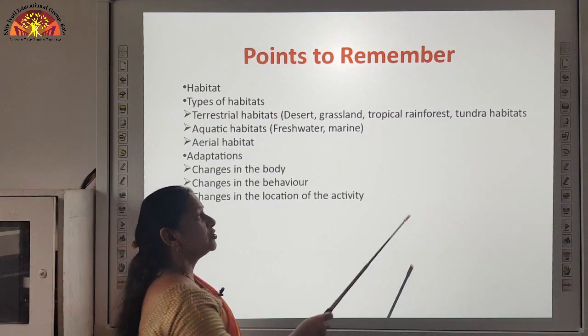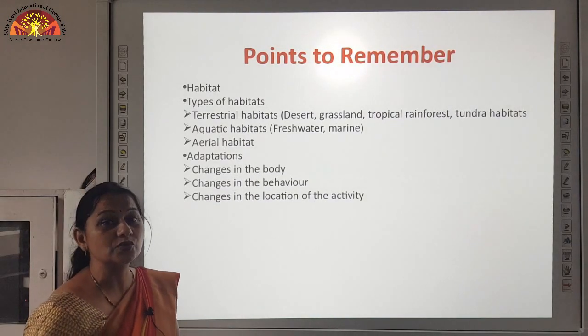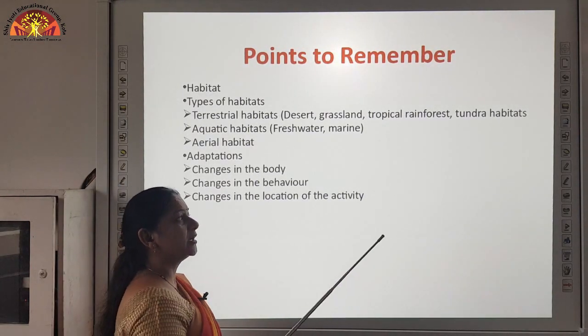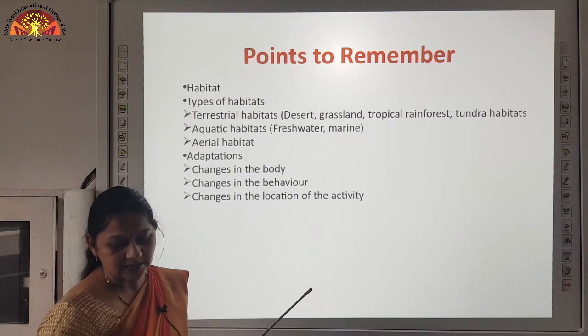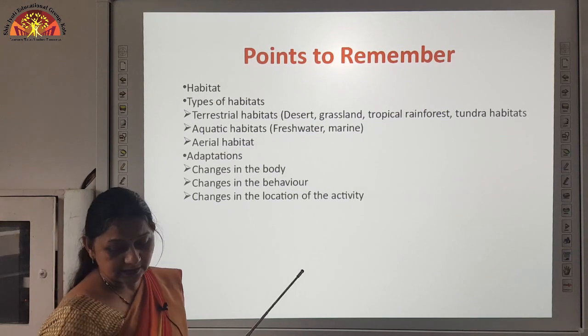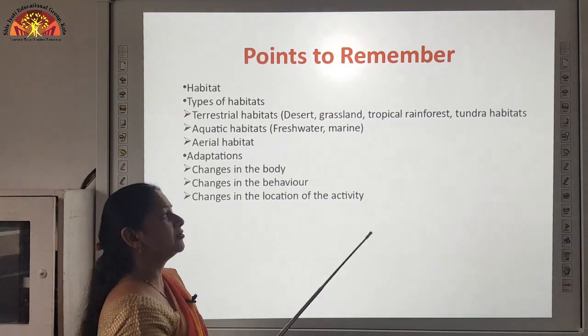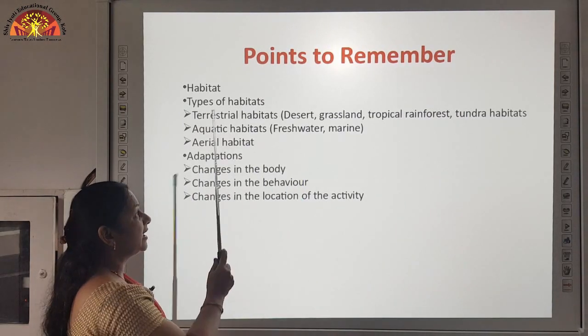Then we have tundra habitats. Tundra habitats are the habitats which are mostly covered with snow, and the animals which have this type of habitat are penguins and polar bears, and some of the grasses and pine trees are also available in the tundra habitats. Next is aquatic habitats.